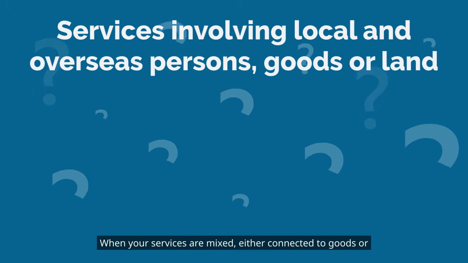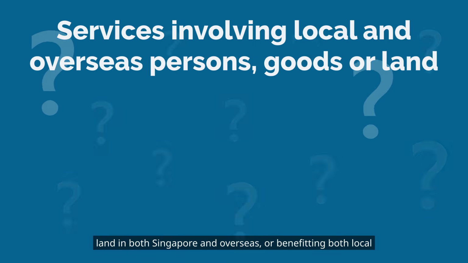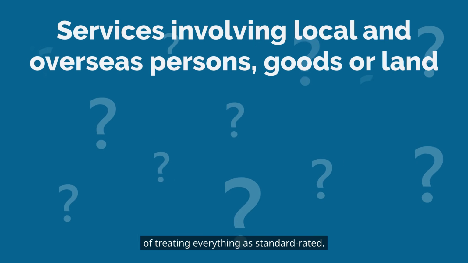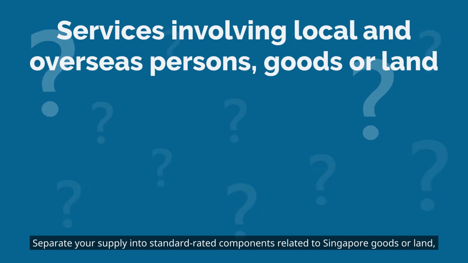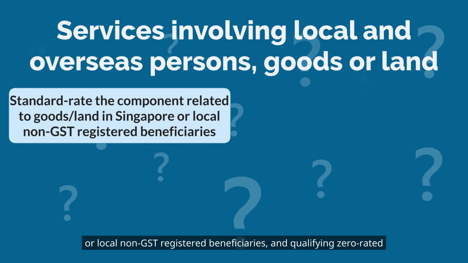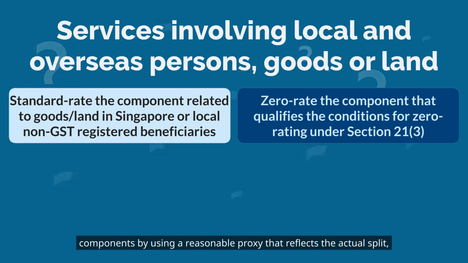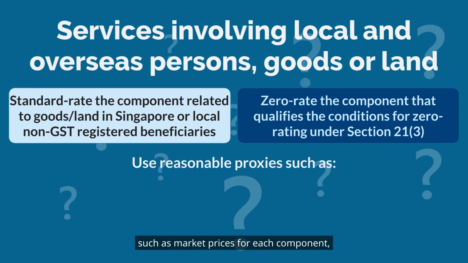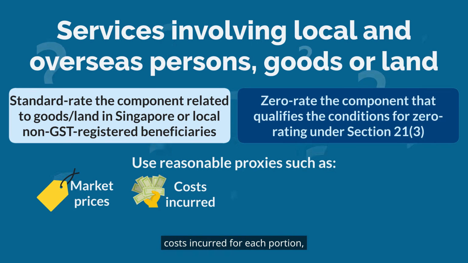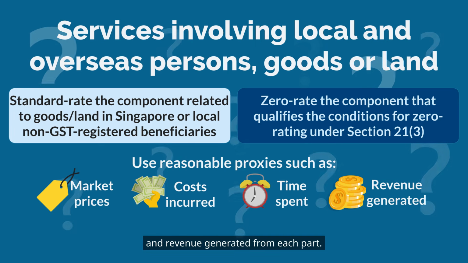When your services are mixed, either connected to goods or land in both Singapore and overseas, or benefiting both local and overseas persons, you may apportion the supply value instead of treating everything as standard rated. Separate your supply into standard rated components related to Singapore goods or land, or local non-GST registered beneficiaries, and qualifying zero-rated components by using a reasonable proxy that reflects the actual split, such as market prices for each component, costs incurred for each portion, time spent on each component, and revenue generated from each part.